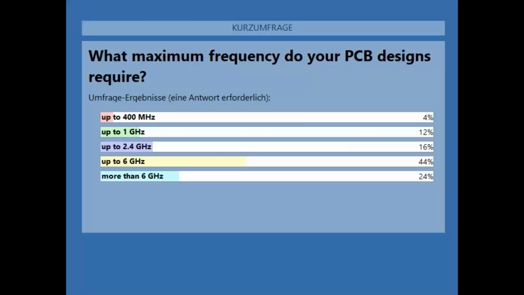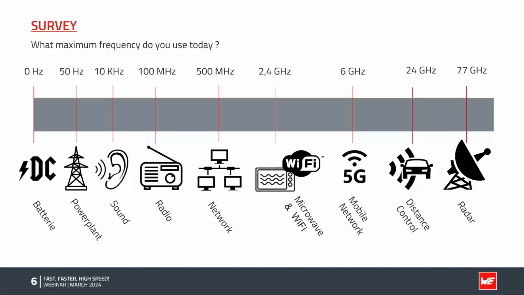So this is what you have chosen. 4% means up to 400 megahertz, so that's really less. 12% up to 1 gigahertz, 16% up to 2.4 gigahertz, 44%, that's the most, up to 6 gigahertz, and 24% more than 6 gigahertz. So that's interesting, and with these figures, I give back to Andreas, who will continue his presentation.